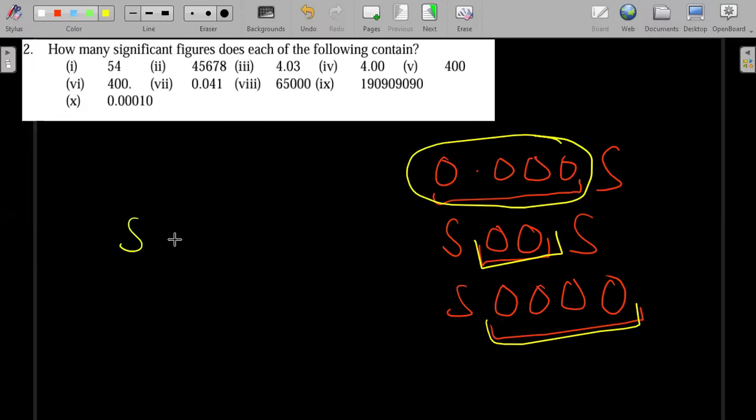But if I wrote something like this, and then I say 0.00, okay, we are going to count these zeros as significant. Why? Because there's the presence of a what? A decimal place, a decimal point, I mean. Okay, so that's the summary of the rules that you need to use.